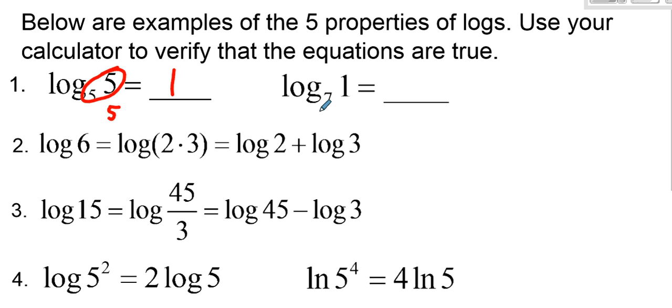Log base 7 of 1. So that's saying 7 to what power equals 1? That's got to be a 0. Anything to the 0 power is 1 all the time. So whenever there's a 1 next to your log, the answer is 0.